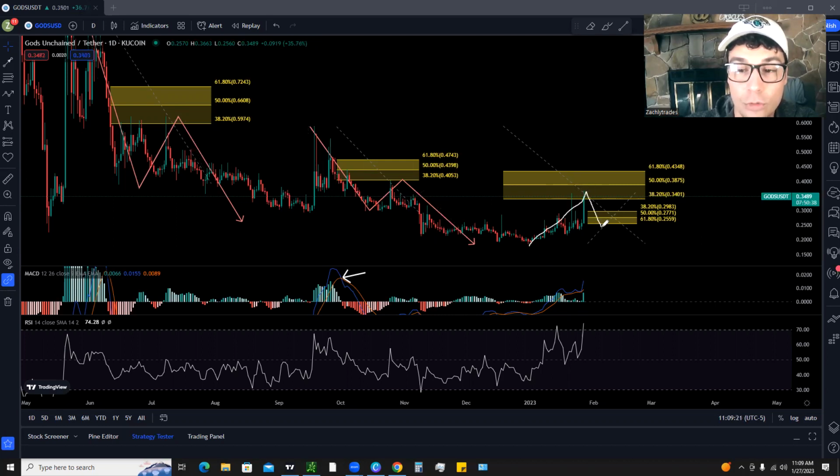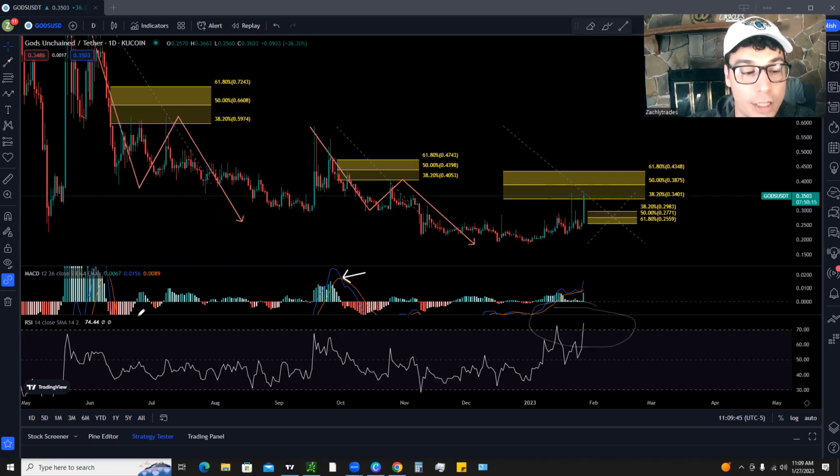There's three levels we could retrace to that could be valid support levels, just in case we do end up getting some type of a pullback and rejection off of the 38.2. Specifically, those are going to be 0.2983, 0.2771, and 0.2559, if we do end up getting some type of a pullback because we are at overbought levels right here.